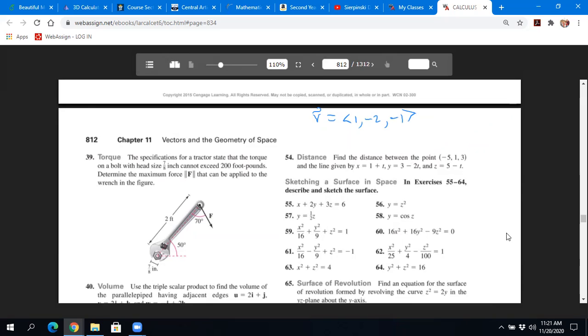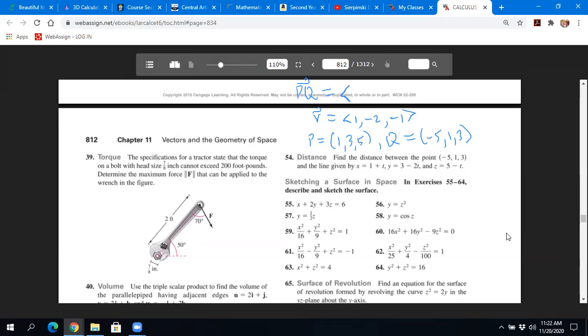And then what's a point on the line? Can you give me a point on the line? 1, 3, 5 is obvious because you can just take t equal to 0, yeah? So 1, 3, 5. Okay, what is the point that we want to compute the distance to? -5, 1, 3. And then finally, so we need to do PQ.